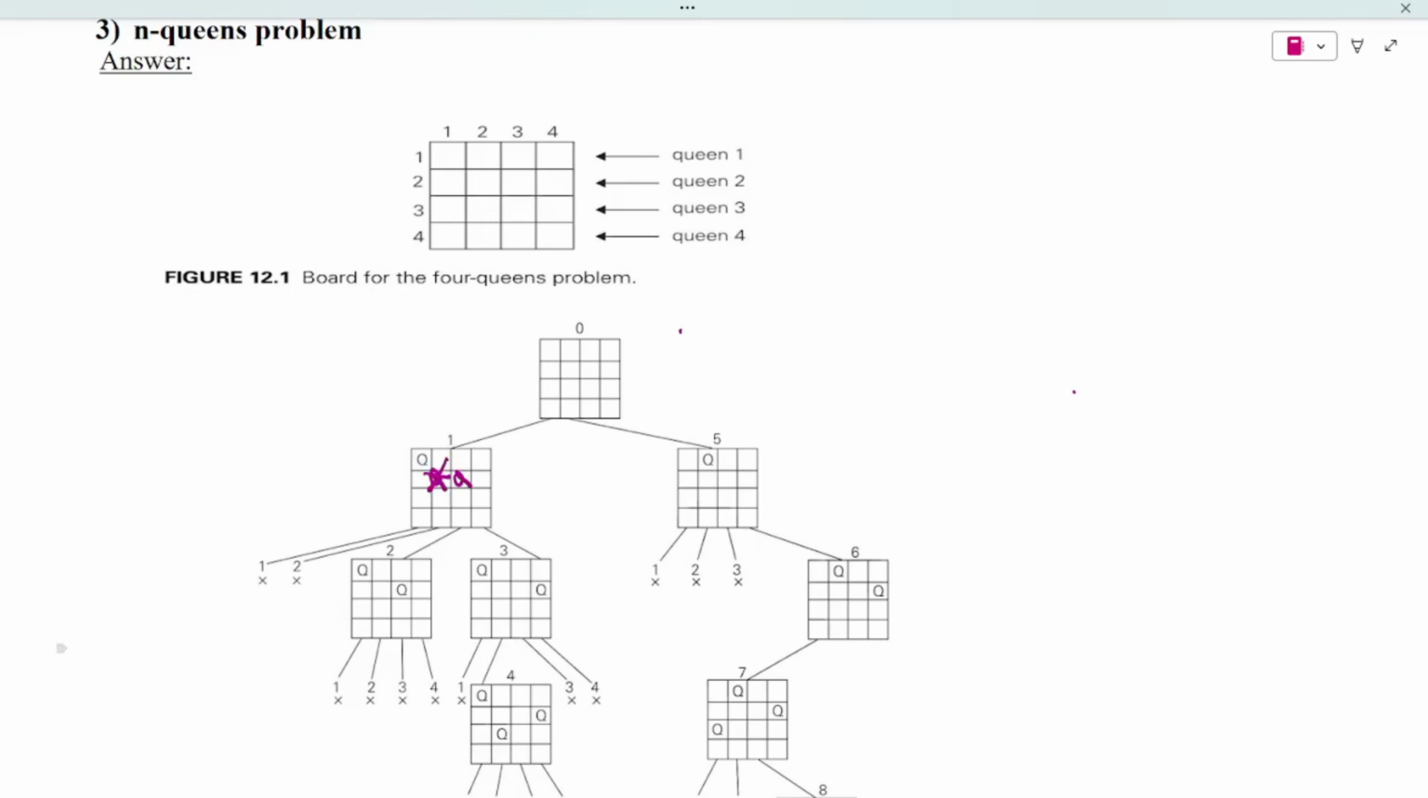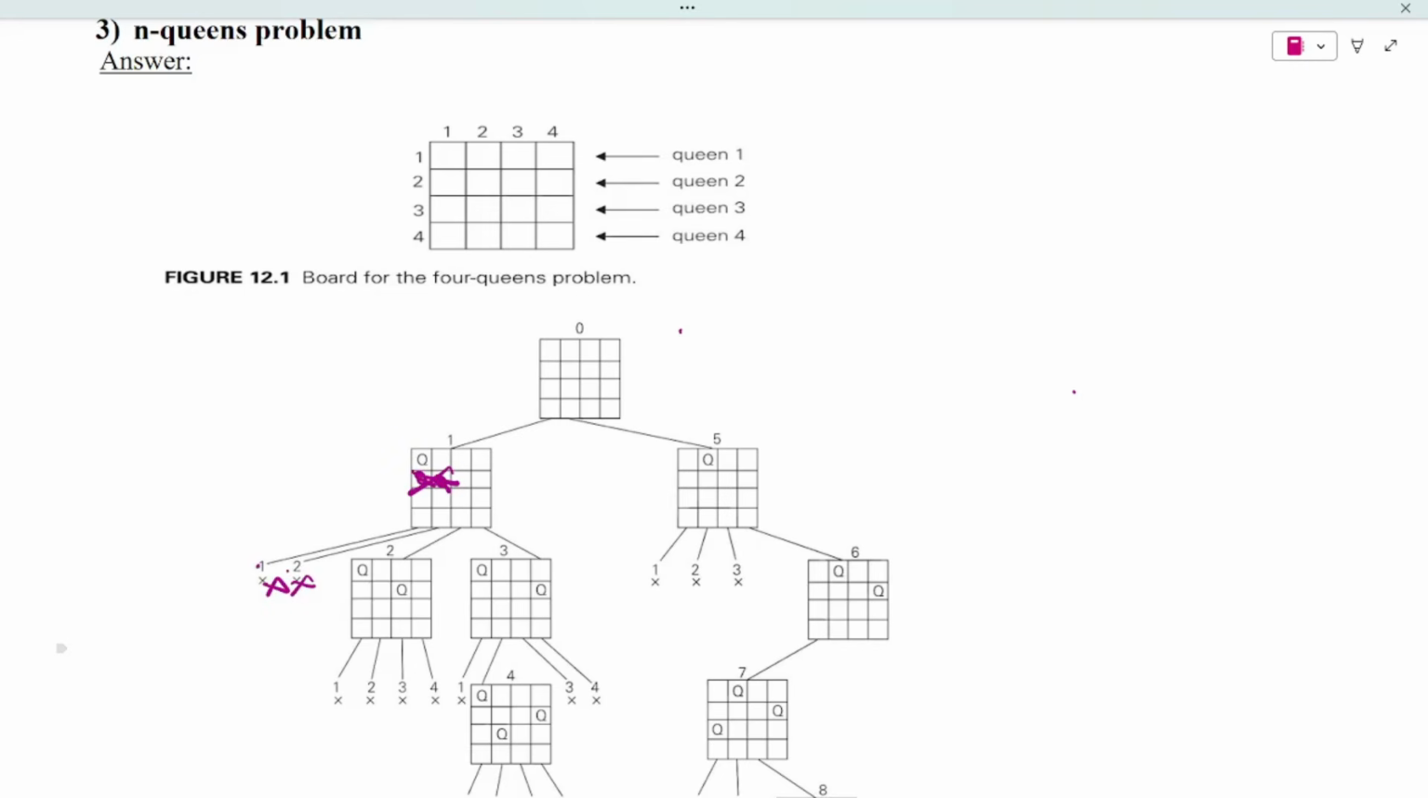You have to insert here, so it is not in the same row, not in the same column, and it's not diagonal also. So yes, the condition is satisfied. For the next queen, when you have to insert, see, you cannot insert in first and second, right? So as I said, 1 and 2 you will be marking as cross. This I will not be saying again and again.